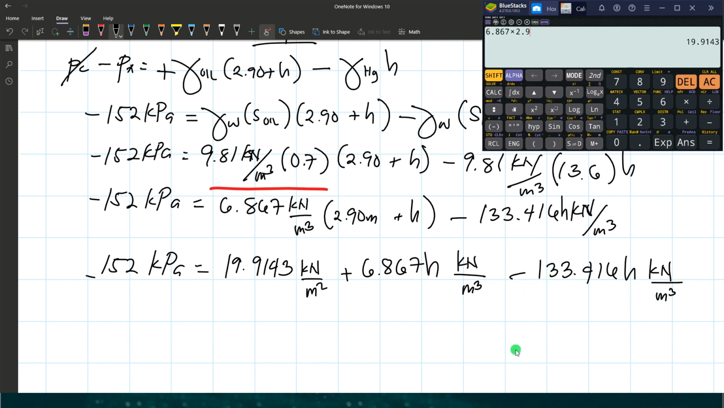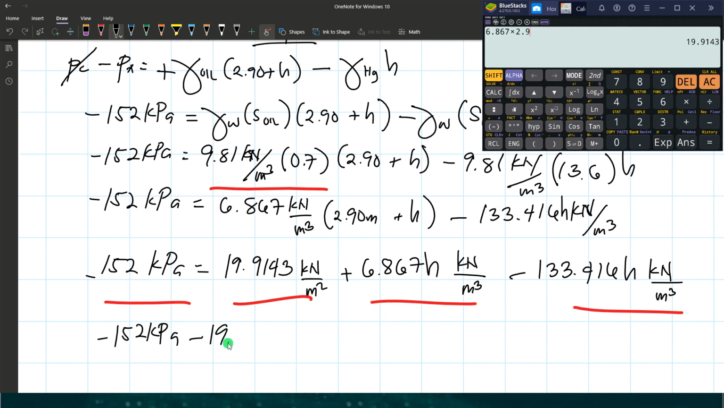Combined like terms. Okay, we have terms here that have the H variable, and we have whole numbers here. So we combine now like terms. Negative 152 kilopascal, transposing 19 becomes negative 19.9143. That's in kilopascal. And we add 6.867 to negative 133.416.